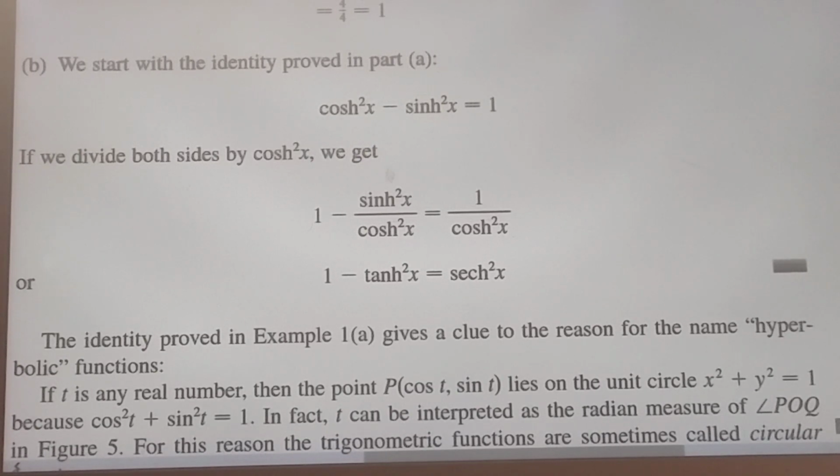All right, and then that one will be 1 minus sinh squared x. You divide it by cos squared x, which is going to give you 1 over cos squared x. So we are dividing both sides by cos squared x. So we are going to get 1. This will be tanh. All right, and then 1 divided by cos, it's sech.